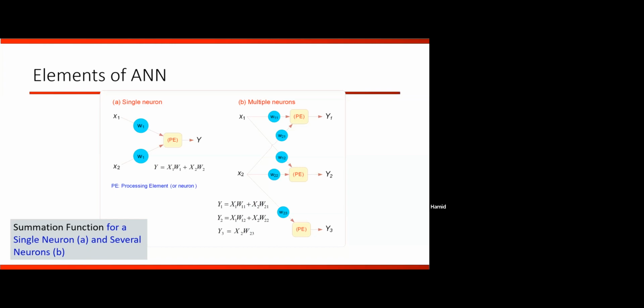Look at the Y1, Y2, and Y3. Maybe it's very simplistic, but it looks like something like regression. You have some inputs that are multiplied by some coefficients, and that gives you the final answer of a neural network.